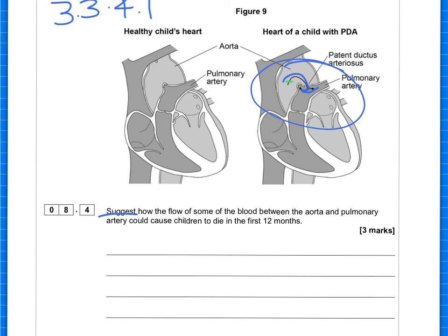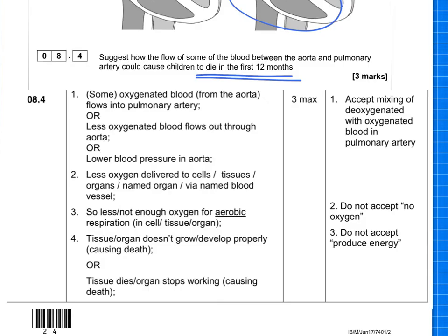Now, why that last question? Well, you've got to remember it's about children in the first 12 months of life. So if the heart does not grow properly or other organs don't, that will cause death. So there are the answers they would accept.